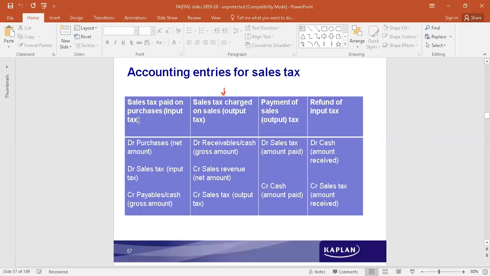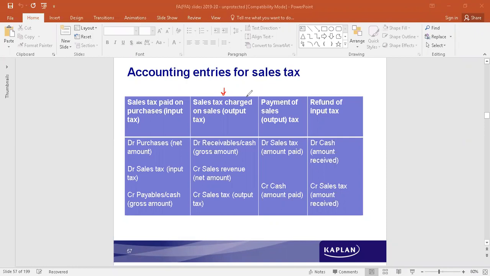We see that the cost of the product plus the sales tax, there are two aspects of it. The total price that is paid on the product as purchases is made up of two components, the original cost of the product and the sales tax together. Added together, that would become the total purchase value payable to the supplier.